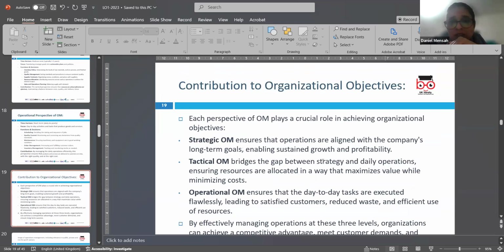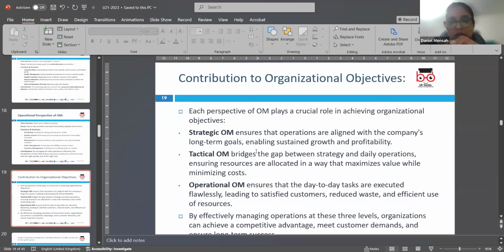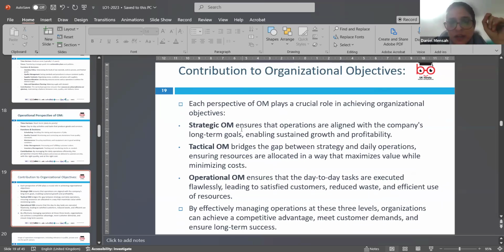So now we can see the contribution toward the organization's goals. On the strategic level, whatever decisions you are taking and making are aligned with the long-term goals. So they focus on the sustainability, growth and profitability of the organization. They contribute toward the growth and profitability of the organization. While the tactical level helps to use your resources effectively and efficiently.